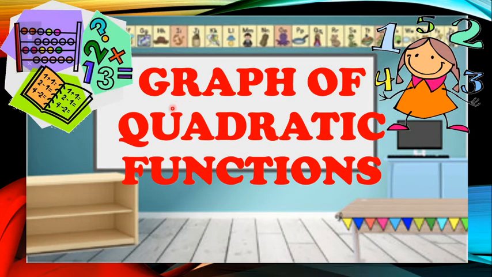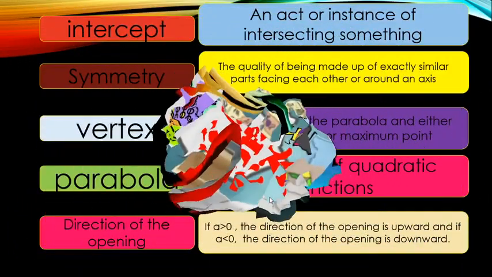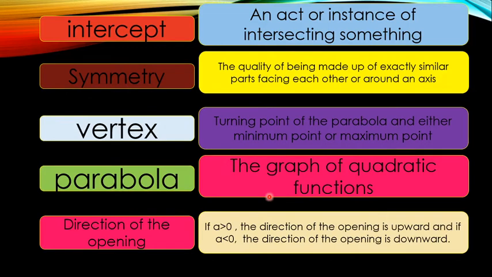We are going to discuss the graph of quadratic functions in different forms. First, we're going to have a lacking of terms such as intercept, that is an act or instance of intersecting something; symmetry, the quality of being made up of exactly similar parts facing each other or around an axis; vertex, the turning point of the parabola, either a minimum point or a maximum point. Parabola is the graph of quadratic functions.